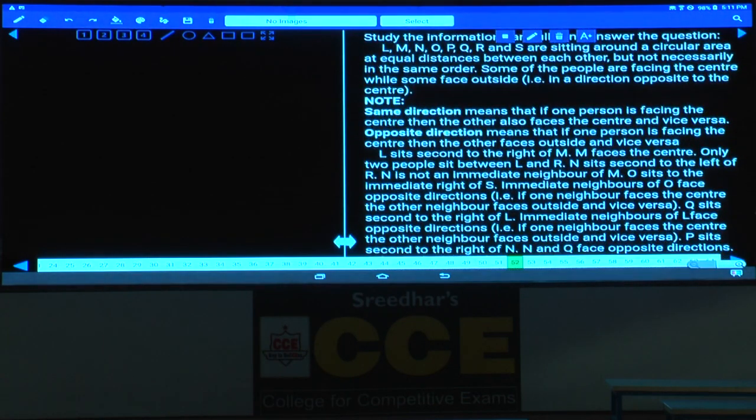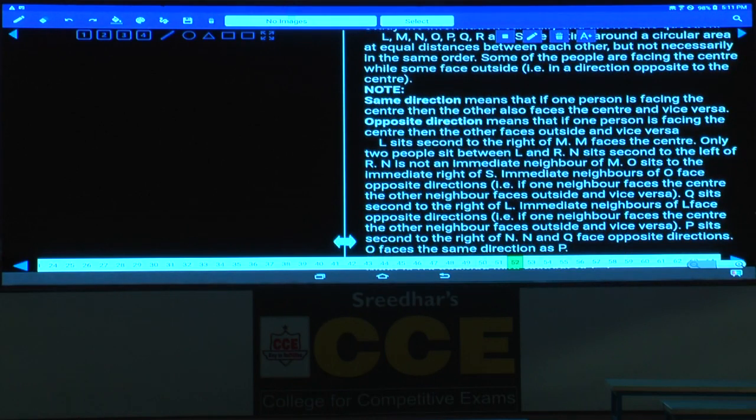L, M, N, O, P, Q, R, S are seated around a circular table at equal distance between each other but not necessarily in the same order. Some of the people are facing the center while some of the people are away from the center. Isn't it? Now 8 persons are there, 1, 2, 3, 4, 5, 6, 7, 8. Some of them are towards the center and some of them are away from the center. Then what is the information here?